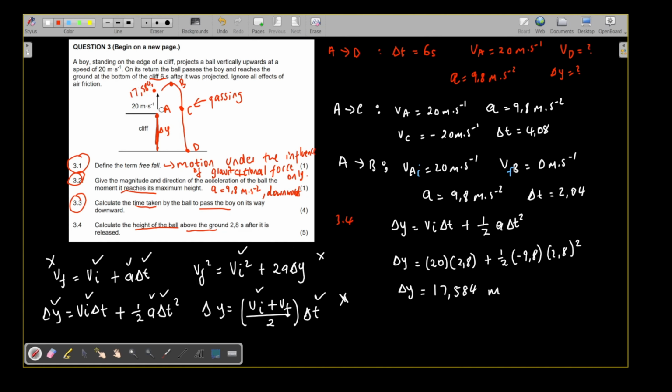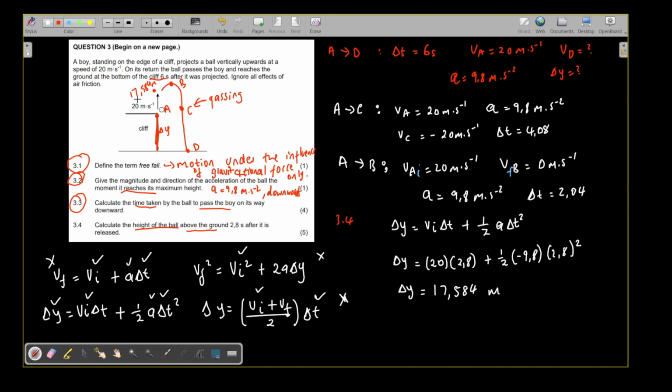17,584 will be somewhere there, in meters, but it is up. We just know that it's up because it's positive here. Okay, so we do know that it is up. If it was negative, then we would know that actually it was on its way down, so it would be somewhere down here because it would be negative. But it's positive, so it means it's up.